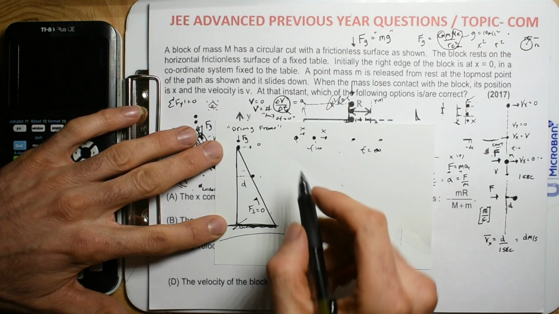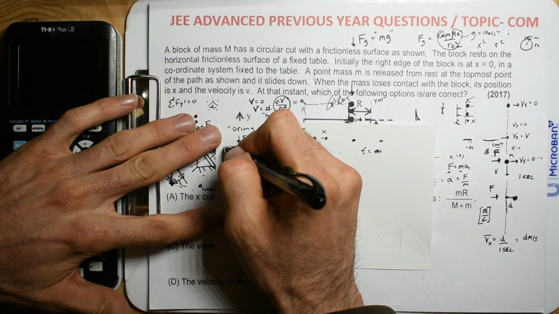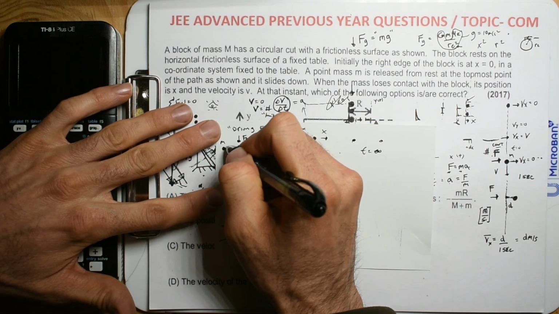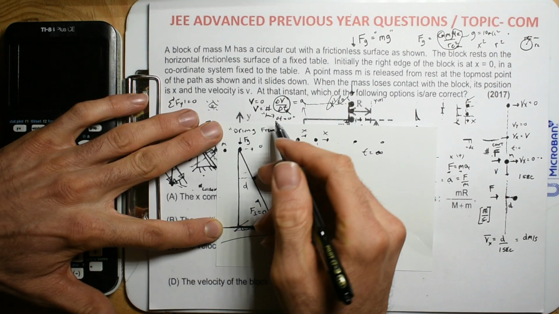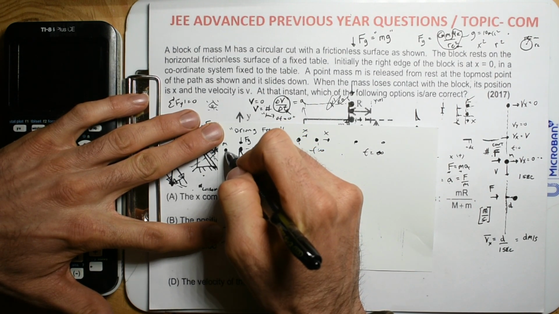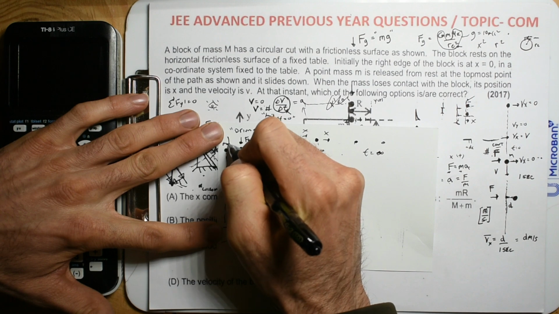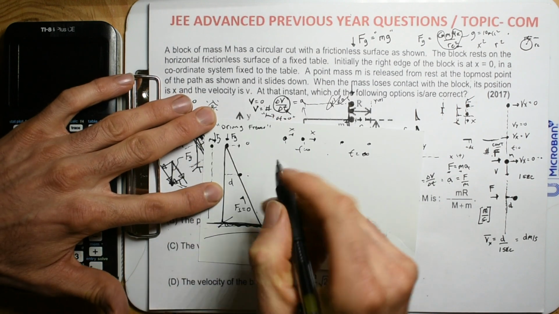Now, let's make it even a simpler scenario. What if I just dropped this mass right here? Well, we kind of know what's going to go on with it because there's nothing to resist, and we have a force of gravity. So that's the simplest thing we can do.